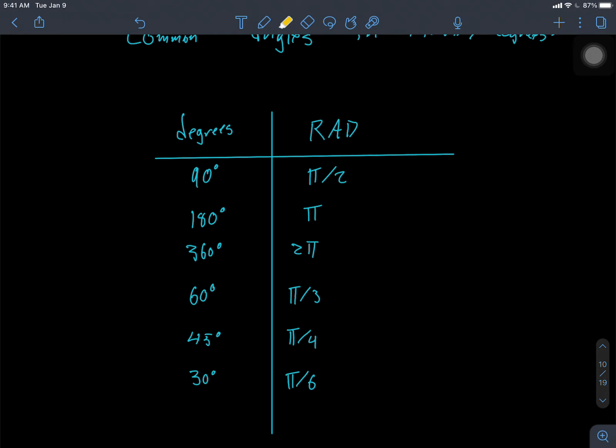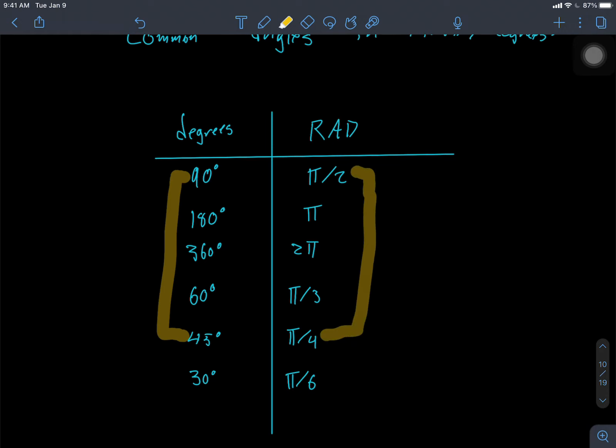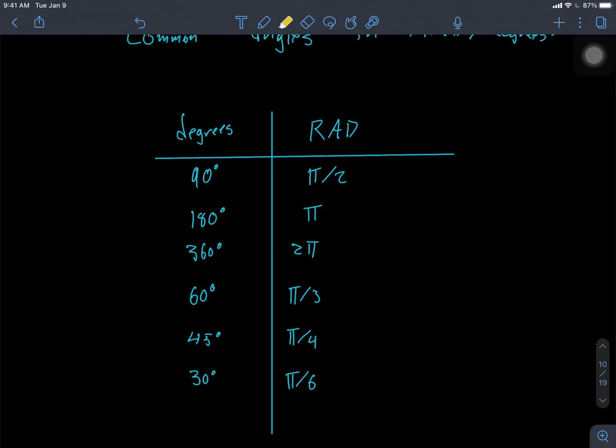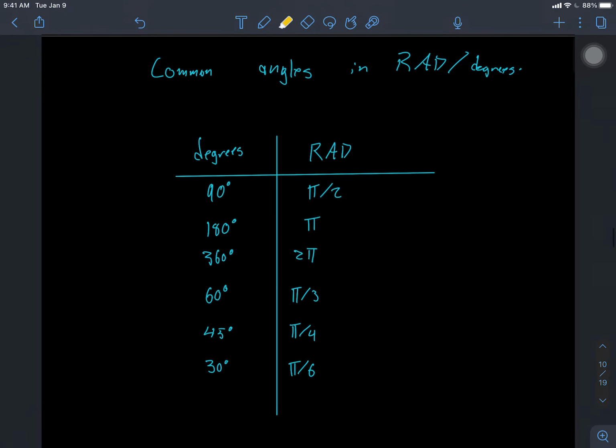If we take 45 degrees, it is half of 90 degrees, so pi over 4 is going to be the radians, which is half of pi over 2. So all of these things are proportional. Likewise, we can get 60 degrees, that's pi over 3, and 30 degrees is going to be pi over 6. And so here's how you can convert between all of these.